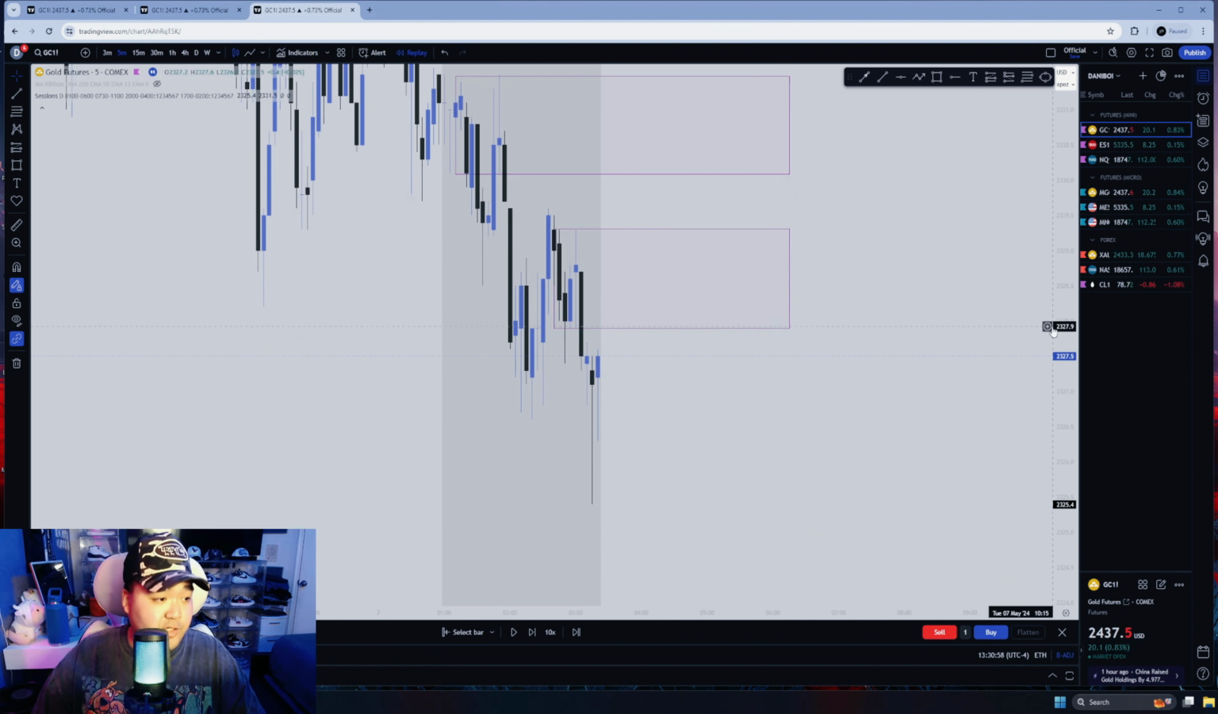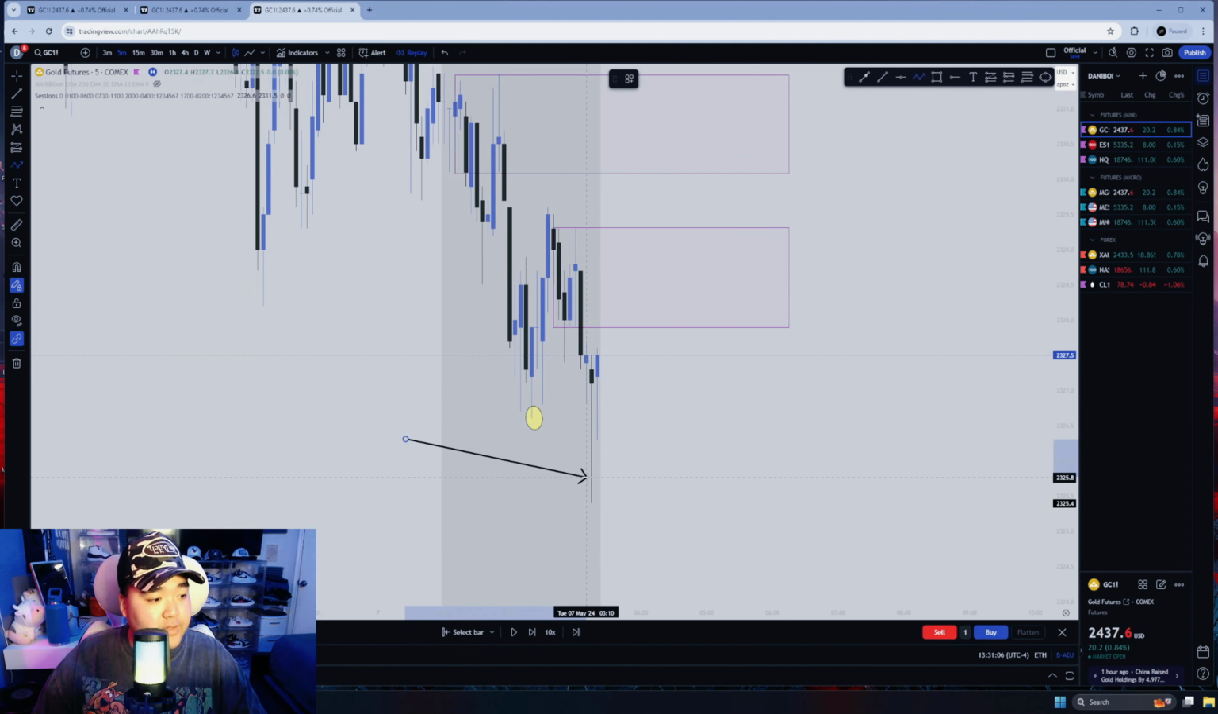What is a break of structure to me, right? A break of structure is a wick. So right here we had a low at this level, and this candle came down and wicked below this area. So that is a valid break of structure for me, okay?